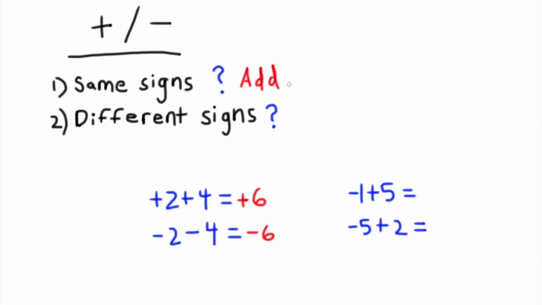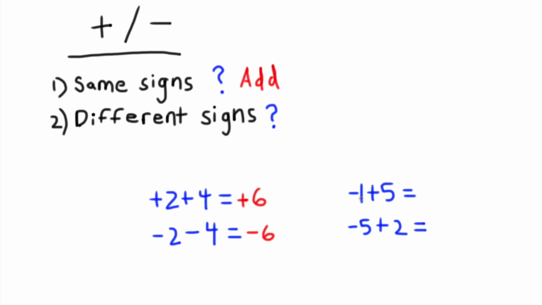What do we do if the numbers have different signs, though? What do we do if one number has a negative, like here a -1, and the other number is positive? Good question. Here's the answer. We subtract. You take the numbers 5 and 1. We're not worrying about the sign now. We're just going to subtract them.